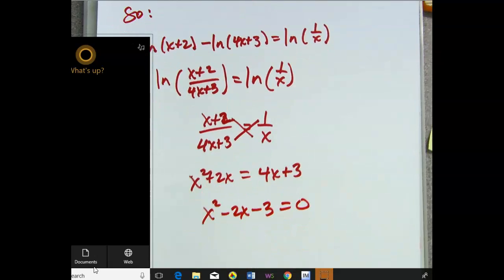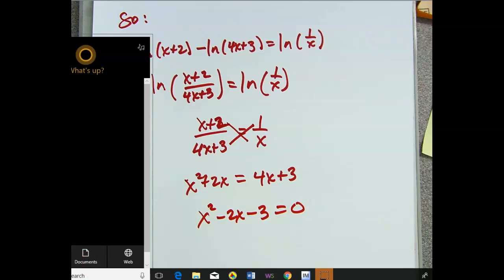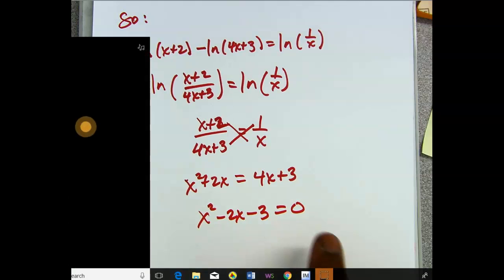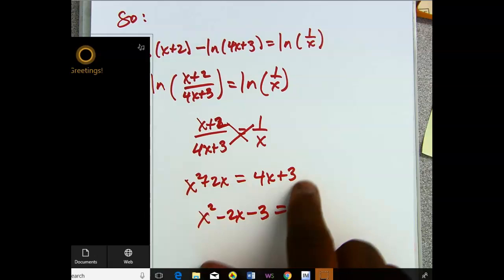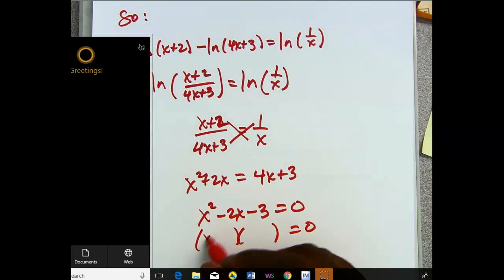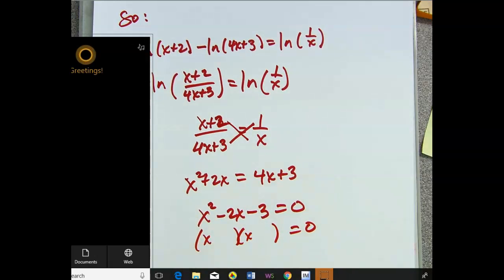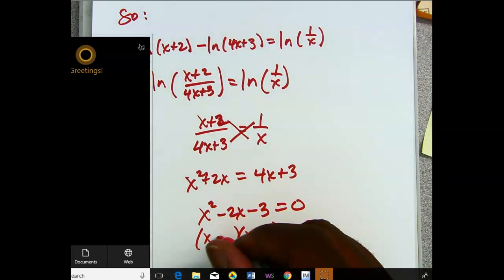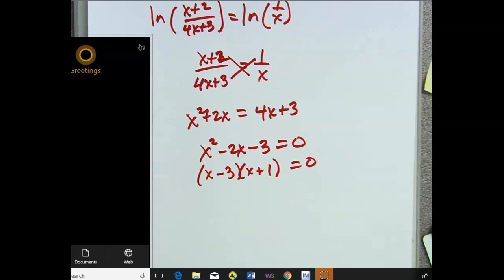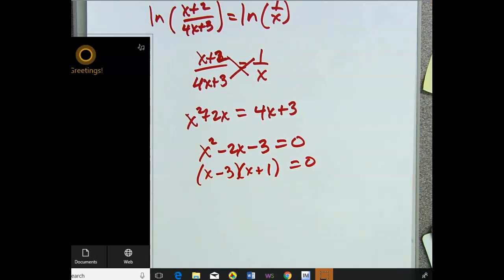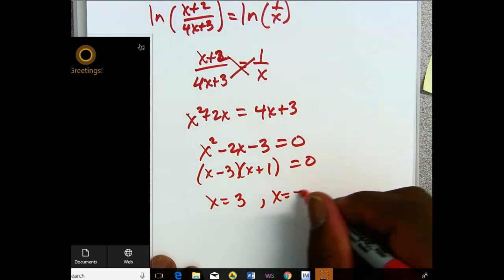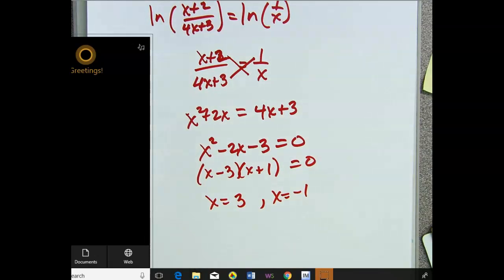Where did I get that? Here I subtracted 4x and I subtracted 3. See how important factoring is so far in this course? It's a lot. So what are your two solutions? x is 3 and x is negative 1.